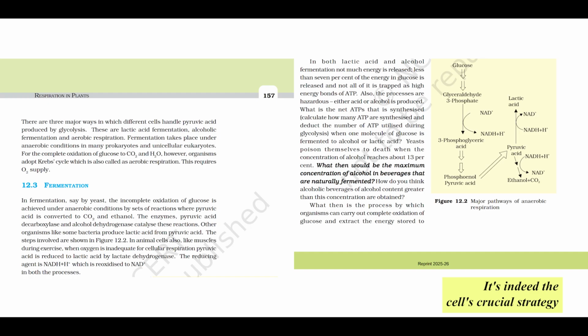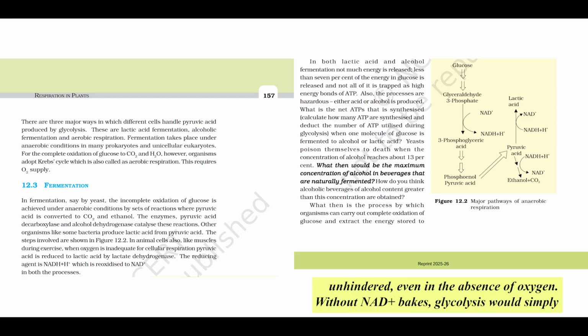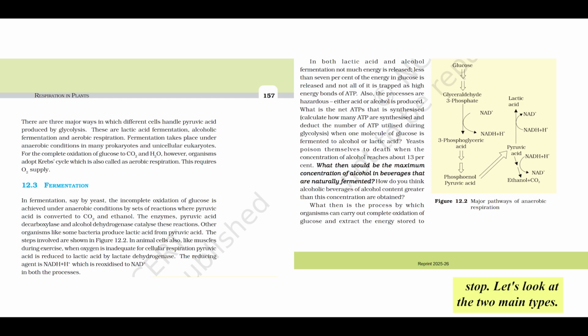It's indeed the cell's crucial strategy to generate a limited amount of ATP and, even more importantly, to regenerate the crucial coenzyme NAD+. This allows glycolysis, the initial energy-producing step, to continue unhindered, even in the absence of oxygen. Without NAD+, glycolysis would simply stop. Let's look at the 2 main types.